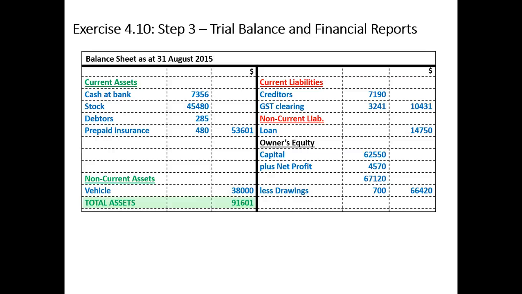We just need to add up our asset side. So in this case we've got current assets of 53,601 and non-current of 38,000 for a total of 91,601. And then we're going to add up our current liabilities, non-current liabilities and our owner's equity, and that'll give us total equities of 91,601.